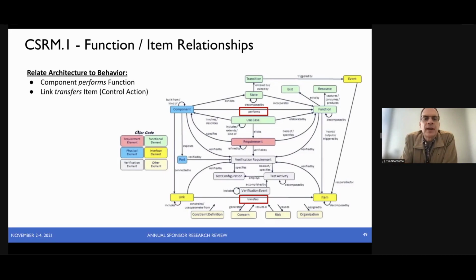Now, I've shown a view of the architecture and a behavior view. A key thing of this metamodel is the relationships between things. Here, I want to touch on the relationship between the physical view and the behavior view: components perform functions, functions input or output items, and those items are transferred over links, which are connected to components.